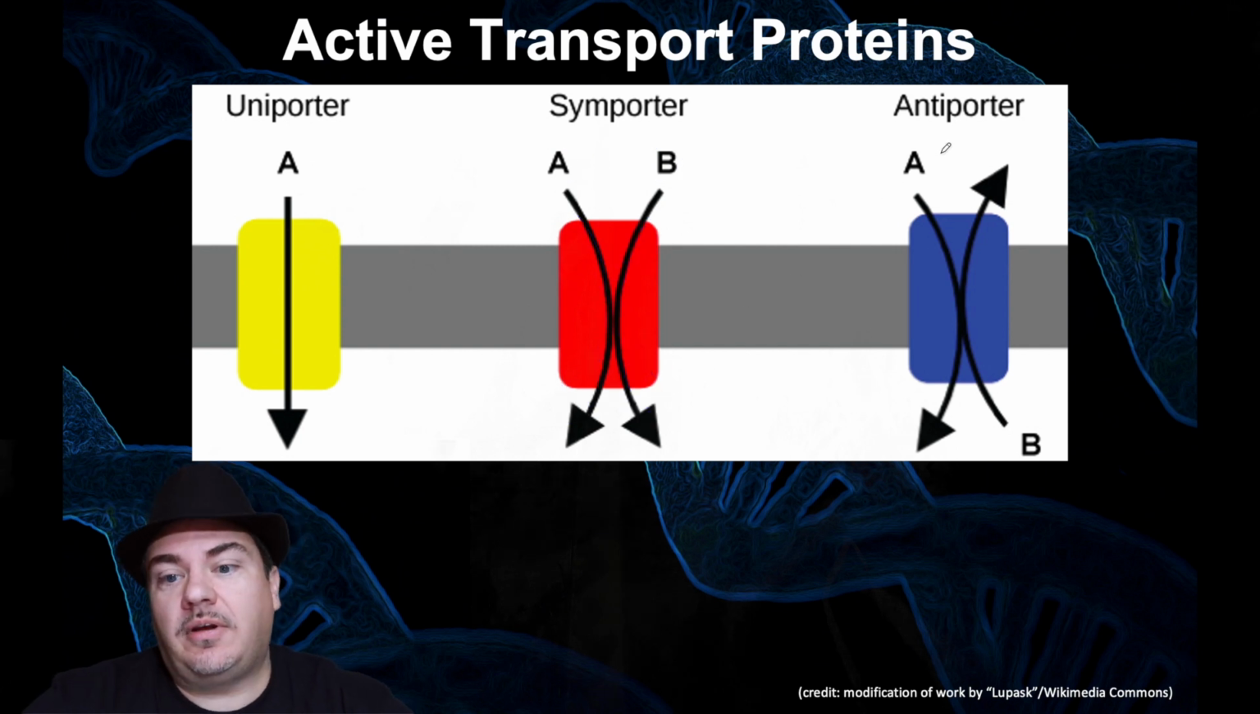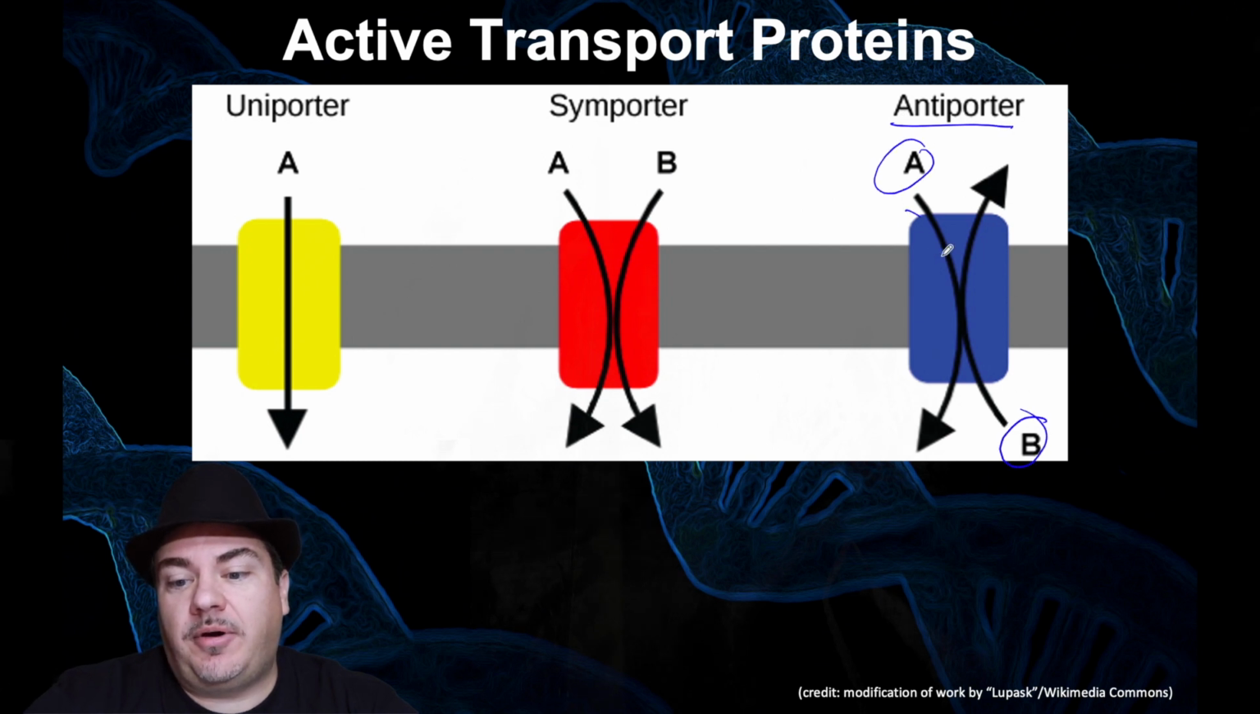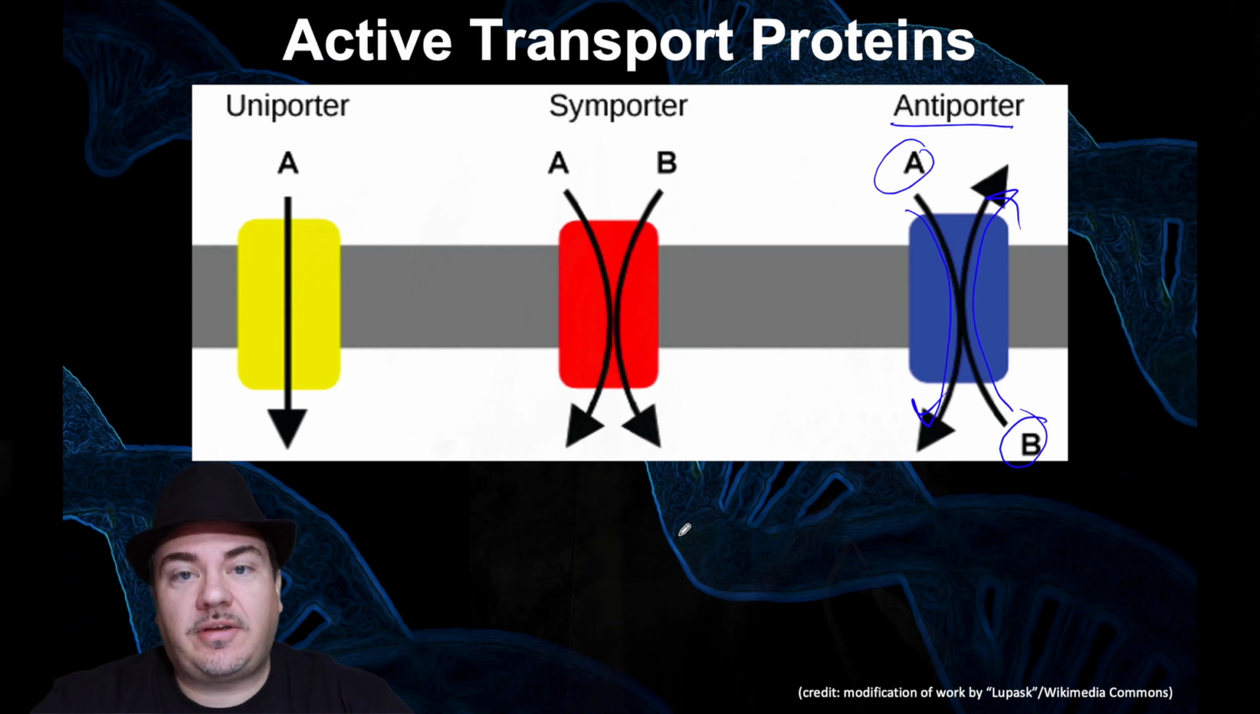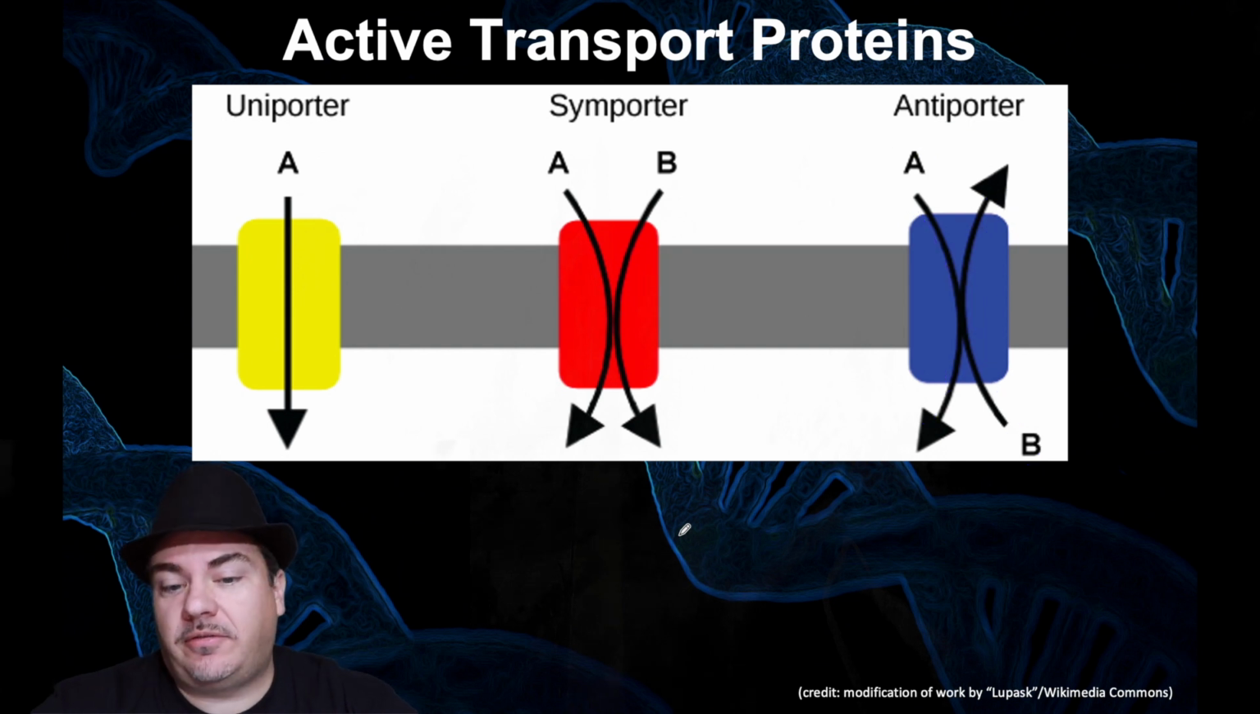Okay, or you can have an antiporter that takes two different chemicals and it pumps them in opposite directions, like one into the cell and one out of the cell. So the example I just talked about, the sodium-potassium pump, that would be an antiporter. It's pumping sodium out and potassium in. Okay, so those are types of proteins that are going to be used with active transport.